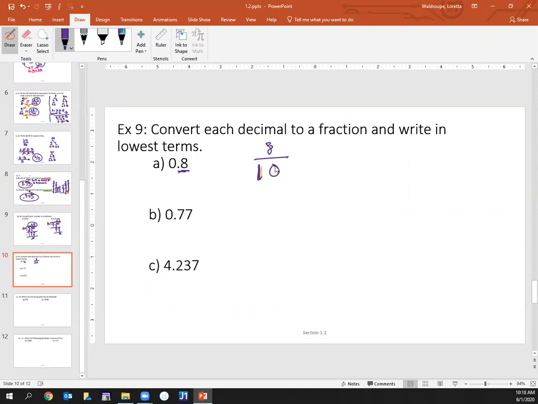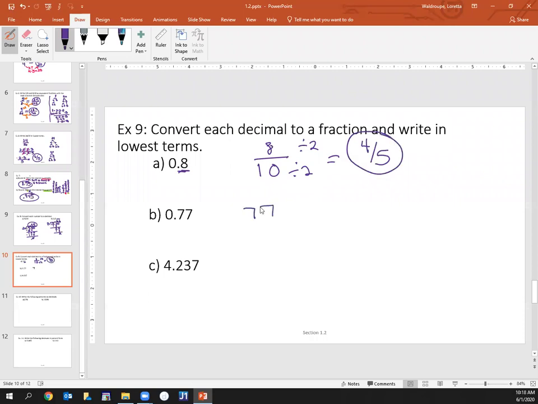Now, can 8 over 10 be reduced? Well, they're both divisible by 2 because they're even. So 4 over 5 is your answer.